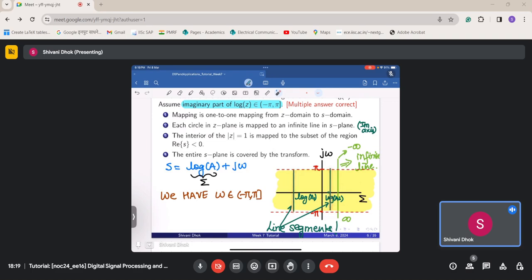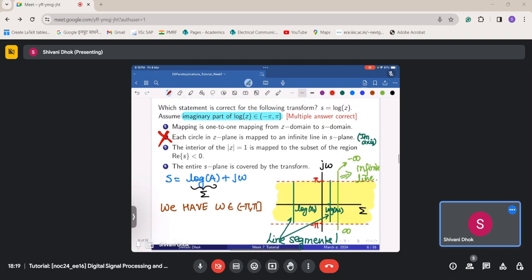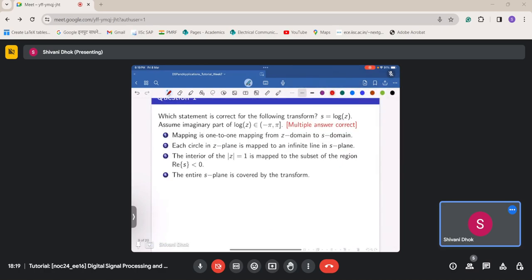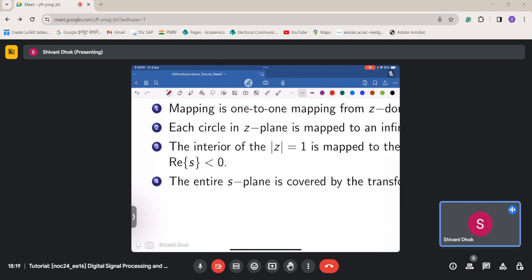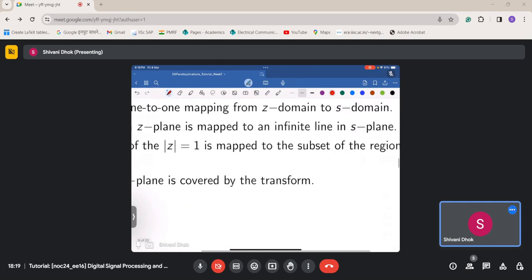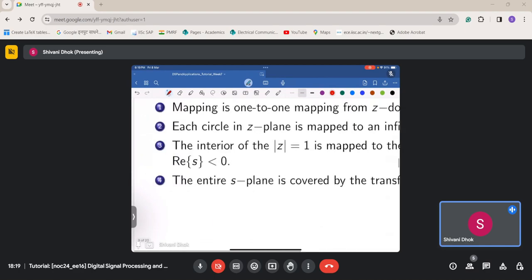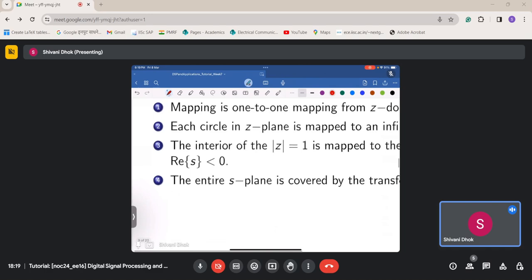Okay, so therefore each circle in the z plane is not mapped to an infinite line in the s plane. So the second option is wrong. Okay, now let us look at the third option. What does it say? The interior of mod z equal to 1 is mapped to the subset of the region real part of s is less than 0.